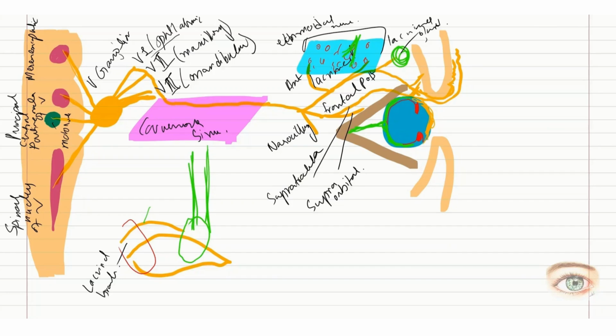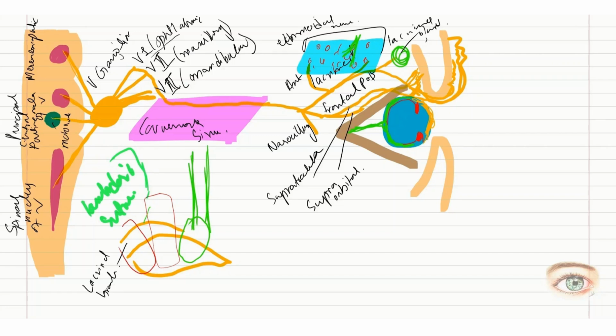Now, the supraorbital nerve will also provide the palpebral conjunctiva and the outer surface of the lid, which will be the midzone, and this nerve will provide innervation up to the scalp, which means up to the lambdoid suture, right? Now comes the nasociliary nerve.